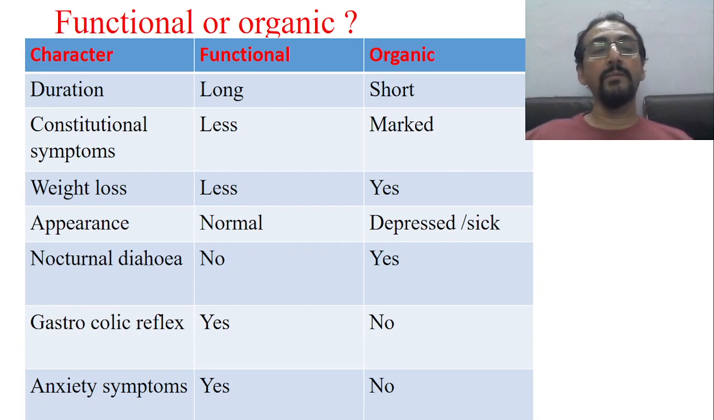Nocturnal diarrhea is not there in functional. In organic diarrhea, there will be nocturnal diarrhea also; at night the baby will have the problem. And gastrocolic reflex is seen in functional, whereas it is not seen in organic. Anxiety symptoms will be there in functional, and are not seen in organic diarrhea. So this is how we have to differentiate between functional and organic.